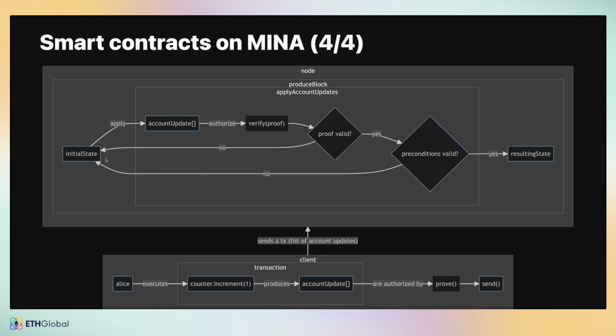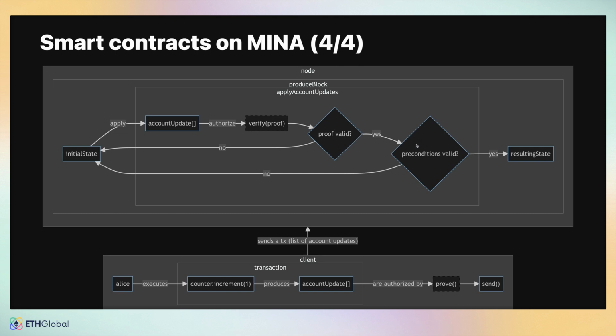So, when the chain eventually goes to produce a block with this transaction and many others, it will do the following. It starts at the initial chain state where the commitment was commitment A. Then it goes to apply the account updates. It checks if the account updates are authorized by verifying the proofs associated with the circuit of the smart contract. Then, if the proof is not valid, it throws away the account updates and the transaction is reverted. If the proof is valid, it proceeds with checking the preconditions.